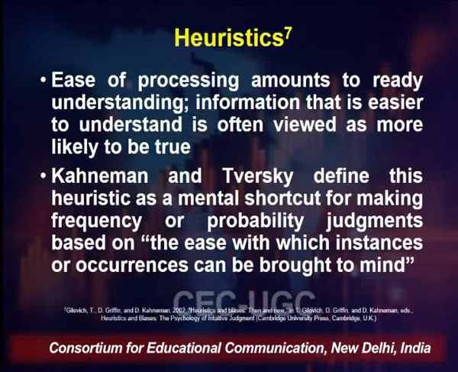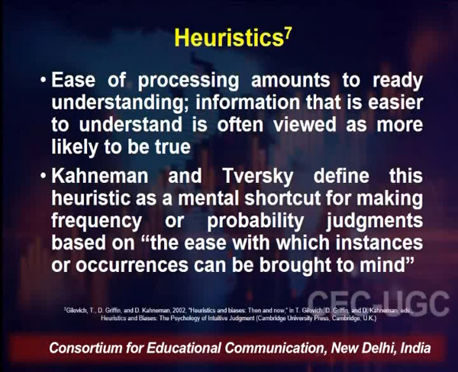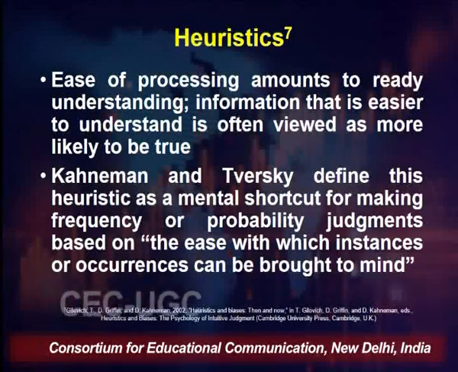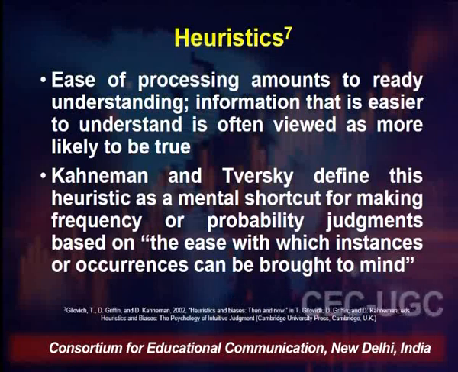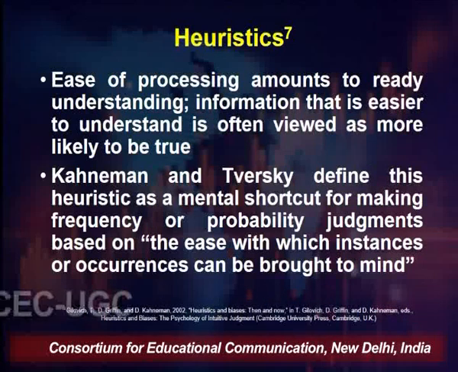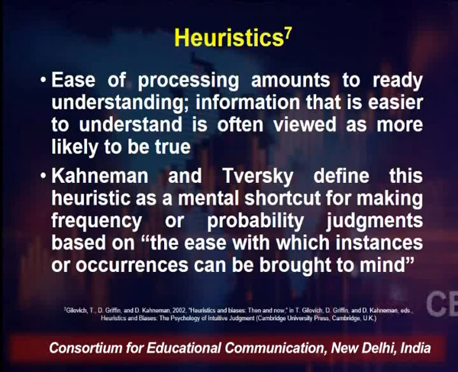Ease of processing. These are the heuristics. Ease of processing amounts to ready understanding. Information that is easier to understand is often viewed as more likely to be true. Kahneman and Tversky defined this heuristic as a mental shortcut for making frequency or probability judgments based on the ease with which instances or occurrences can be brought to mind.